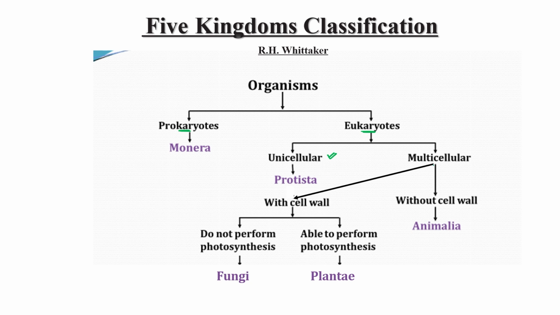Then there are multicellular organisms, all those organisms having multicellularity in their level of organization. On the basis of the presence or absence of a cell wall, multicellular organisms are again categorized into three categories: without a cell wall, the Animalia kingdom; and with a cell wall, they are again classified into two categories. All those who are not able to perform photosynthesis come under Fungi, right? And all those who are able to photosynthesize, who are autotrophic and synthesize their own food in the presence of sunlight, come under the Plantae category. So this is how Whittaker classified various organisms into 5 kingdoms.